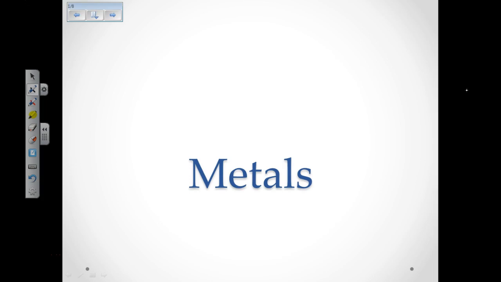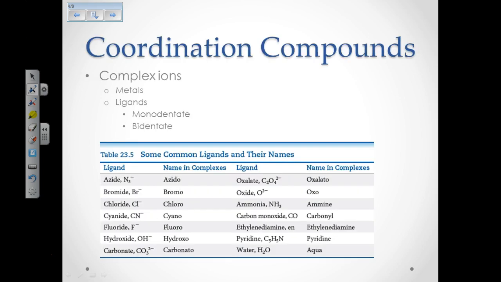Hey everybody, we're going to learn a little bit about metals and how we can determine maybe some charges on transition metal elements, or oxidation states. We're going to name some of the compounds and maybe even look at some structures and some other neat stuff. So let's get started by talking about what coordination compounds are.